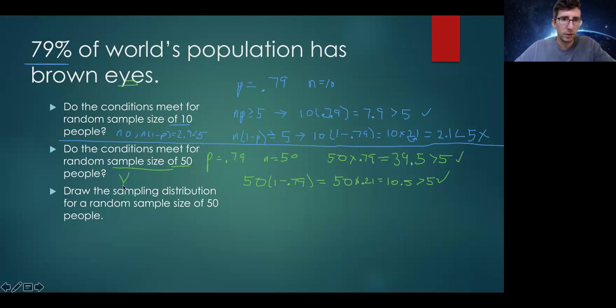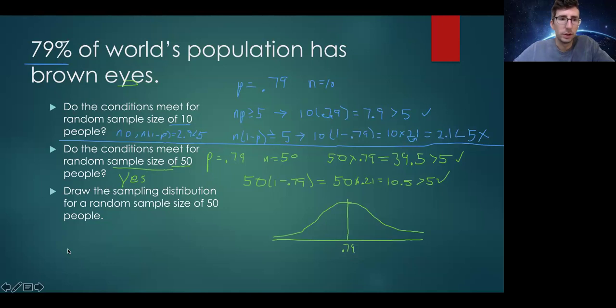So we can say, yes, both conditions are met. All right, and then it wants us to draw the sampling distribution for a random sample size of 50 people. So this is going to be normally distributed, right? It will have its center at the population proportion that we start with, which is 0.79.